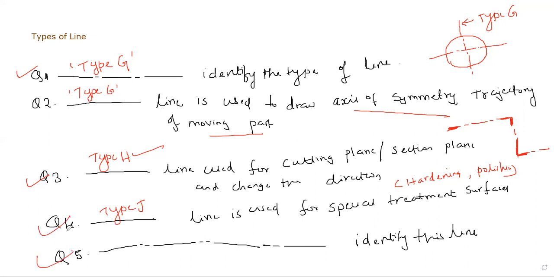Question number 5. The double dash line indicates which category? You can see this kind of line: one long line, one thin line, double dot. Again, one more thin line, double dot. Likewise, it goes on. Can you please identify the line? It is very clear that it's a double dashed line, mainly used for drawing outlines of adjacent parts. If you see this kind of diagram, surely you have to mention that this is a type K line. You have to select the particular option, type K line. I think it's clear to everybody. Please make a note of this.